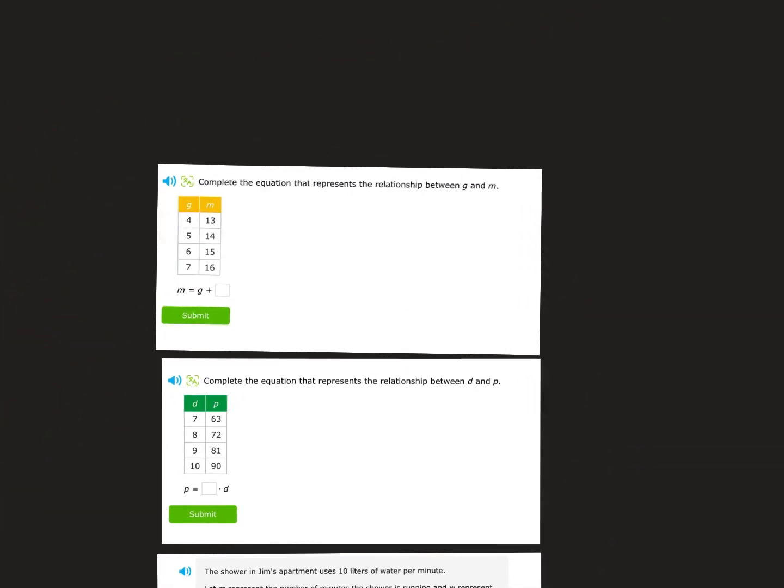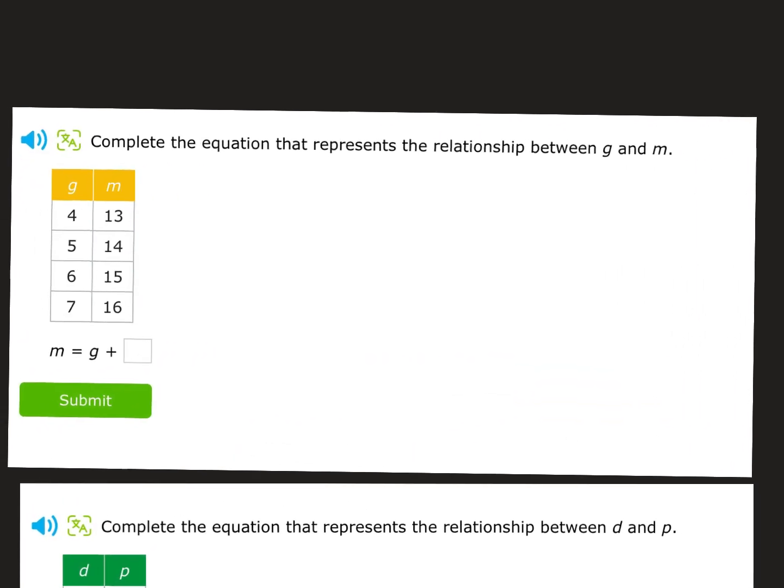So first one that we have up here, we have our table to the left, and they give us the equation. We just need to figure out which value we need to put in that blank box to prove that it's true. Well, if we are dealing with addition and we plug in G here, 4 plus what is going to get us 13? And here we see it's 9.